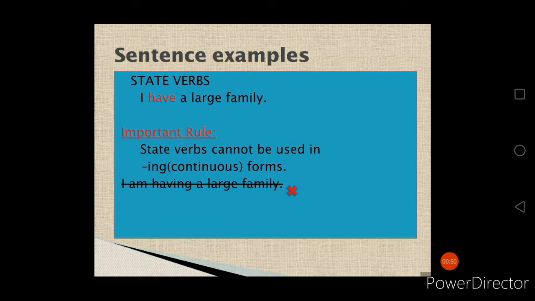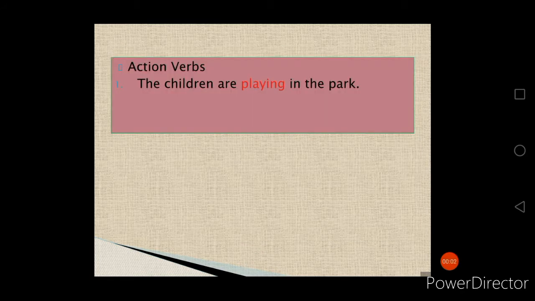Okay, see the example down. I am having a large family. Is it correct? No. You should not use ing form in the state verb have. So the sentence is wrong. And students, most of the time I noticed that you have used the word having while you speak in English, but it is wrong. You should not use ing forms in the state verbs. Okay, my dear? Okay, next, let me explain you a sentence example for action verbs.